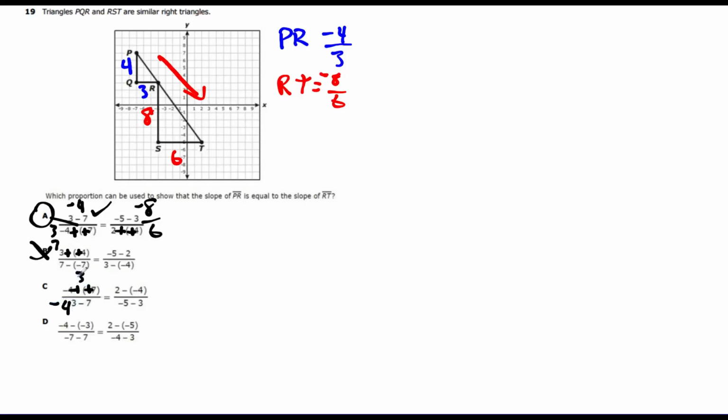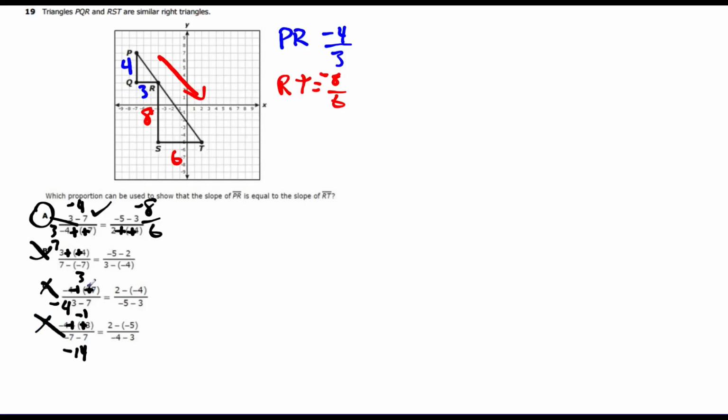So 3 over negative, this is run over rise, which is not rise over run. It's not the same ratio, which doesn't show our slope, so that can't be it. Let's see, in our last one, -4 plus 3. That's -1. Okay. And then -7 minus 7 is -4. That's just bad math. That has nothing to do with anything.